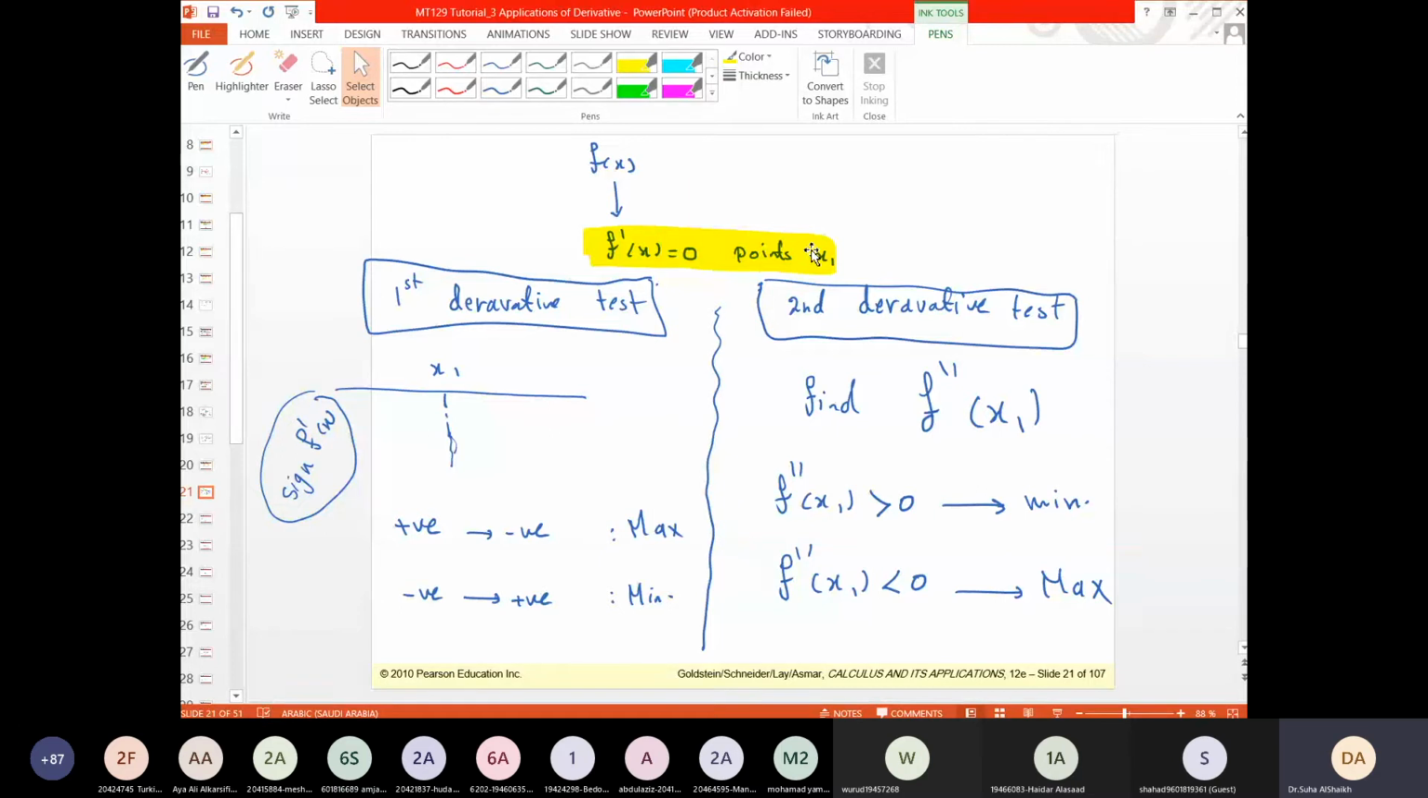It's optional, Warood, to use the first or second. Sometimes I like to use the first, sometimes the second. Sometimes I use the first and it fails, so I go and use the second. Sometimes we use the second and it fails, then I go and use the first. The second is easier. I just find the f double dash, I put the point inside it and I check.